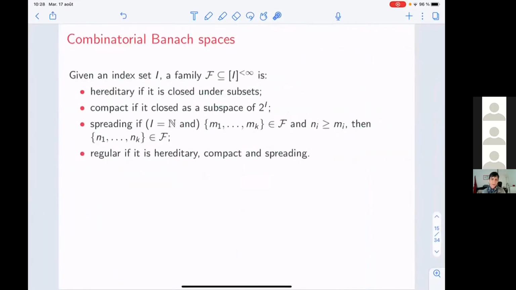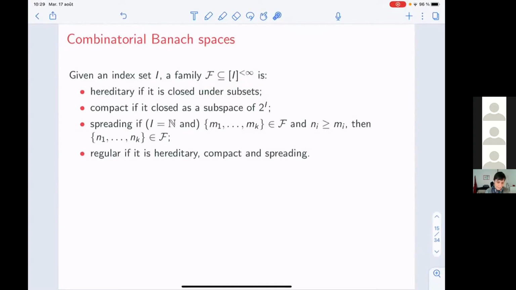So what are the combinatorial Banach spaces? These are just a generalization of the Schreier spaces. Now I take an index set I, which doesn't have to be the natural numbers, but for the separable context, it is the natural numbers. And then I take a family F of finite subsets of I. So all the elements of F are finite.